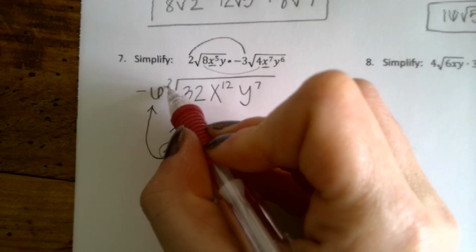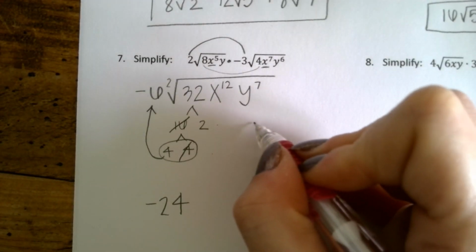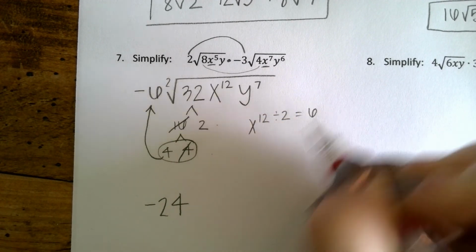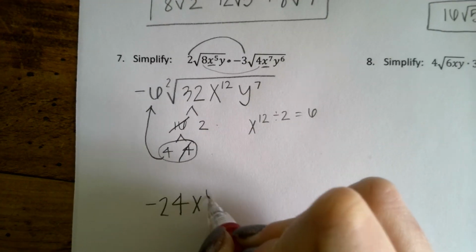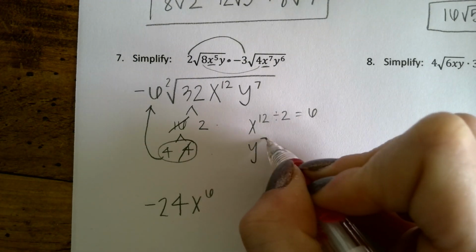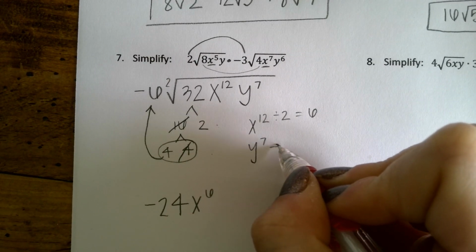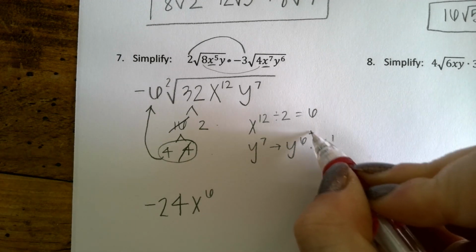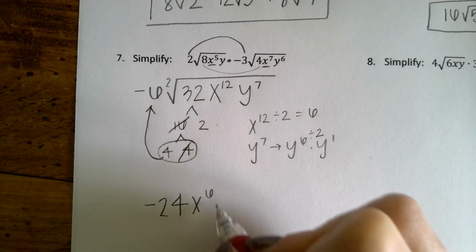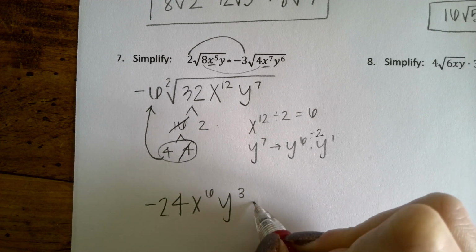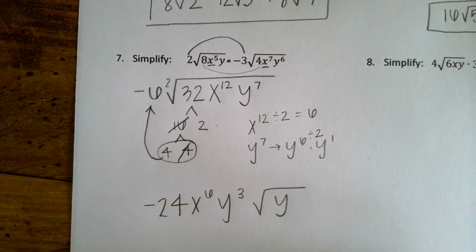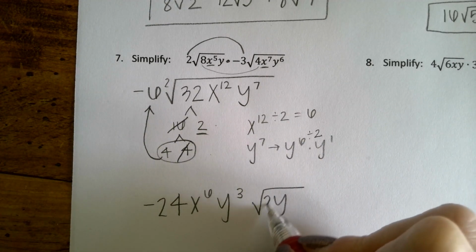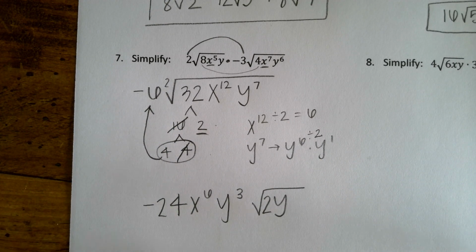My index is a 2, so I'm trying to take my exponents and divide by 2. 12 divides by 2 nicely, giving me 6. 7 does not divide by 2 nicely, so I'm going to break it up into 6 and 1, because 6 divides by 2 and gives me 3. And I'm left with just 1y on the inside, along with this 2 here that did not have a group.